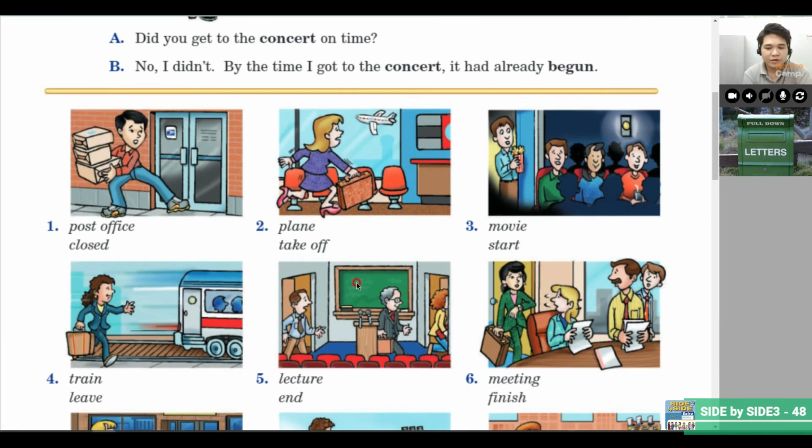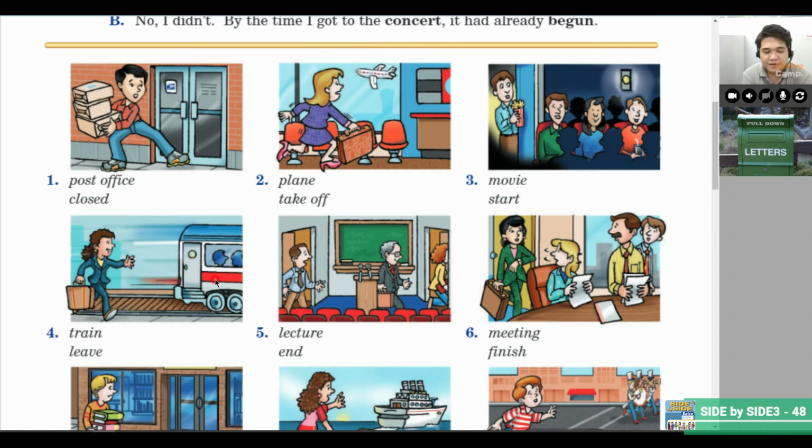Number four, did you get to the train on time? No, I didn't. By the time I got to the train, it had already left. Number five, did you get to the lecture on time? No, I didn't. By the time I got to the lecture, it had already ended. Number six, did you get to the meeting on time? No, I didn't. By the time I got to the meeting, it had already finished.